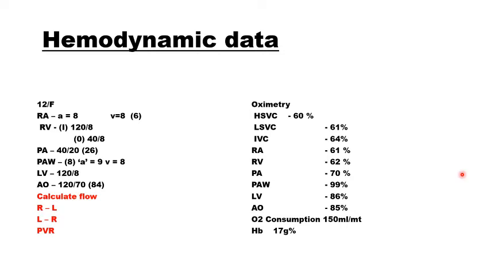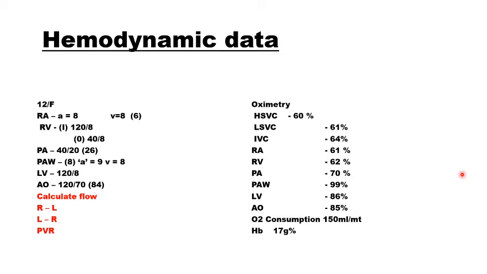Maybe a non-restrictive VSD. Don't draw conclusions. Look at the pressure data: in the right atrium, A and V are both 8 and 8, and the mean is 6. V is a little higher. Normally in the right atrium, A is higher. Both up to 8 can be taken as normal, so I would pass it as upper limit of normal.